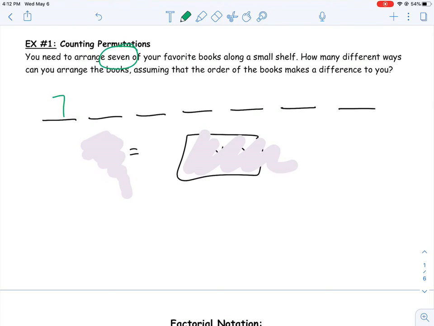Now the next time I go to put a book on the shelf, how many books do I have left? Don't I have 6 left now, because I already put a book on the shelf, so there's 1 less to choose from? I still want to put 1 book in that second spot, but now I only have 6 options. How many books do I have left to fit on the third spot on my shelf? Don't I have 5 now? And then 4, and then 3, and then 2, and then 1?